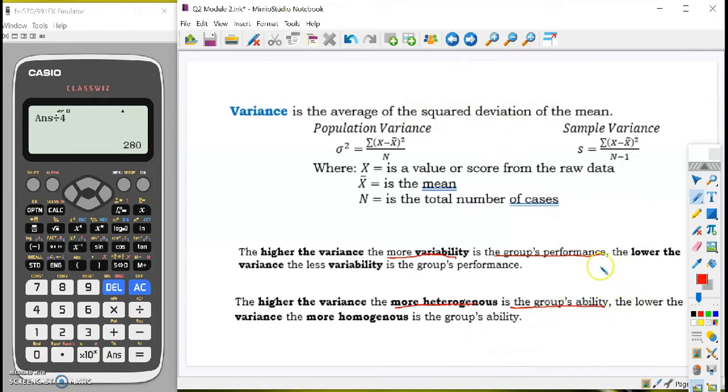Another thing is, what if we have a lower variance? Then there will be less variability in the group's performance. At the same time, the more homogeneous will be the group's ability. That's what we want to say when we talk about variance.